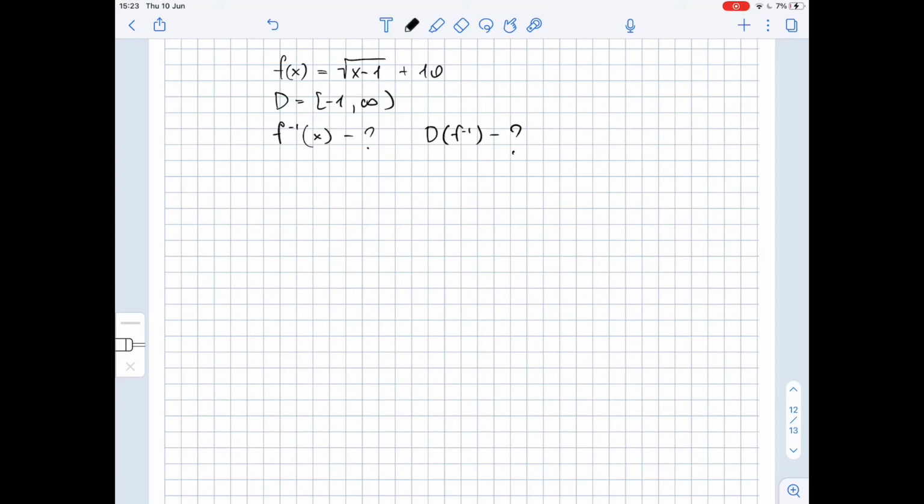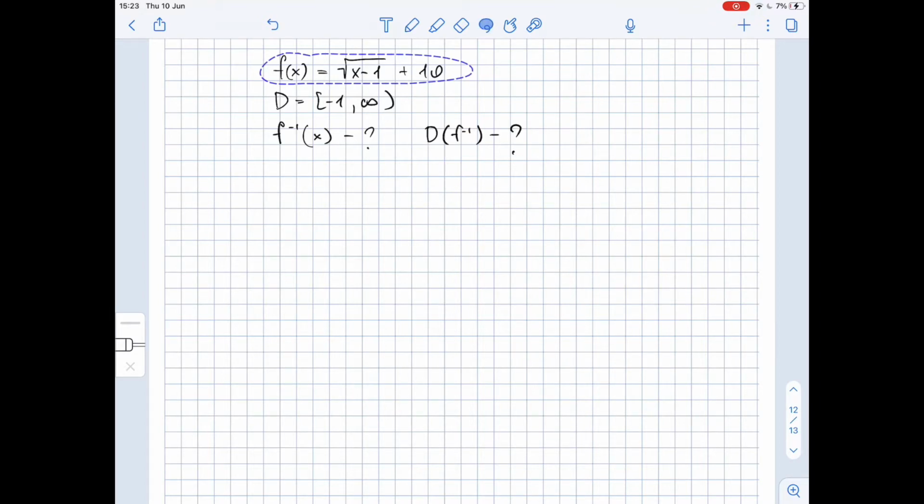We are given a function f of x equals the square root of x minus 1 plus 10, for domain starting at -1 to infinity. And we need to find the inverse function of f of x, and we also need to find its domain.